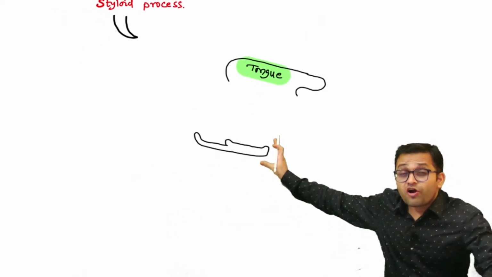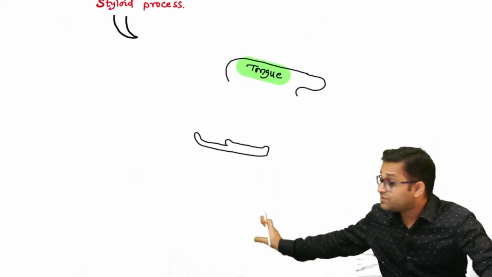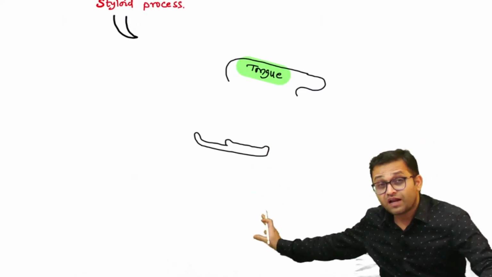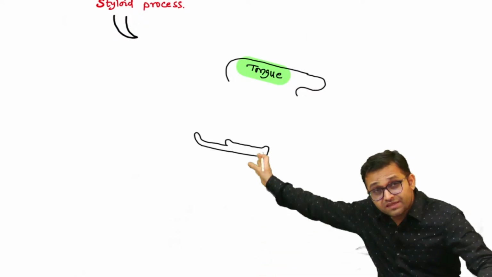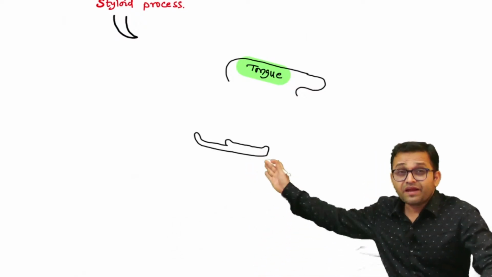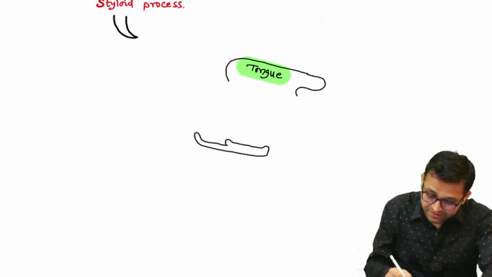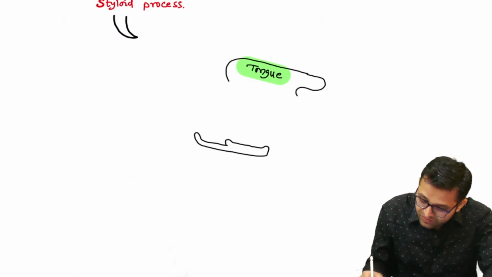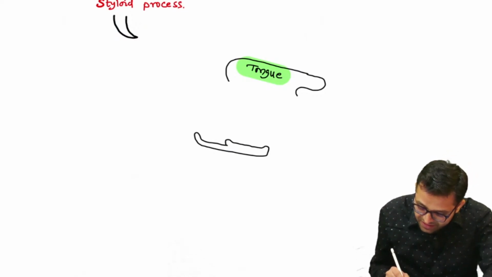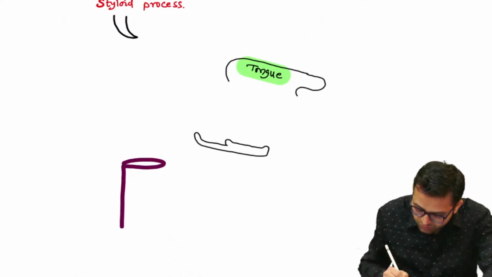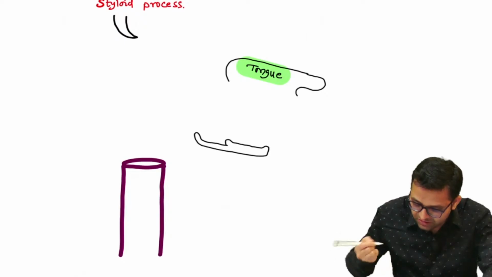Now this hyoid will continue with our thyroid cartilage, cricoid cartilage and the trachea. Here will be our trachea, and behind this hyoid and trachea part, there will be the location of the pharynx. So, one simple diagrammatic presentation. Suppose this is our pharynx part.